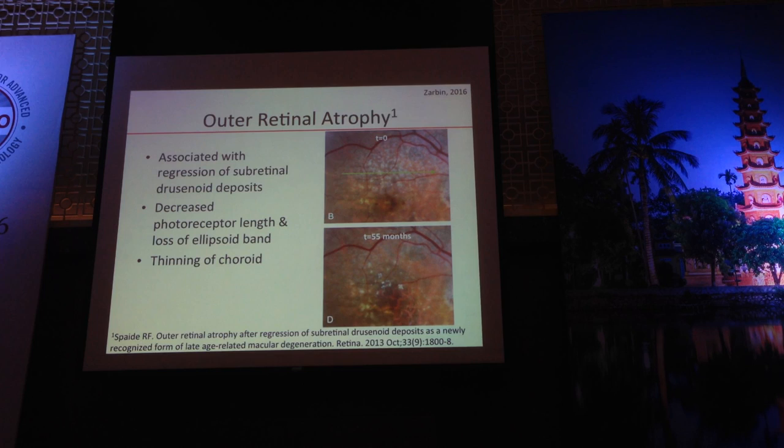Here you can see on the right a patient at time zero with subretinal drusenoid deposits. These are deposits of material not underneath the RPE cells, but between the RPE and the photoreceptors. And over time, they regress. And when they regress, histologically and clinically with the OCT, you can see decreased photoreceptor length and loss of the ellipsoid band and thinning of the choroid.